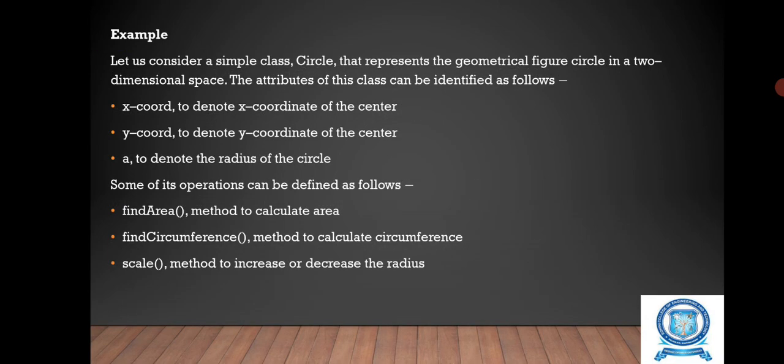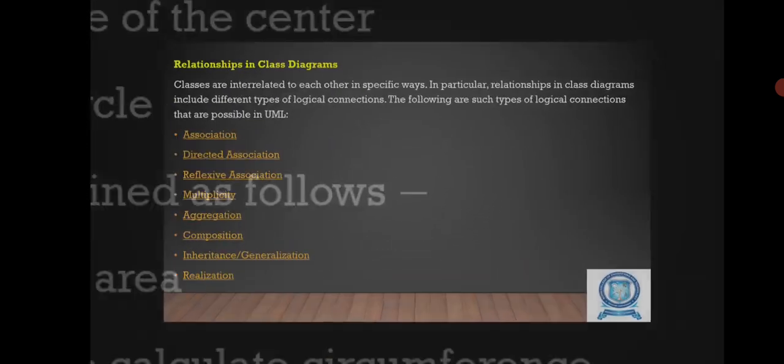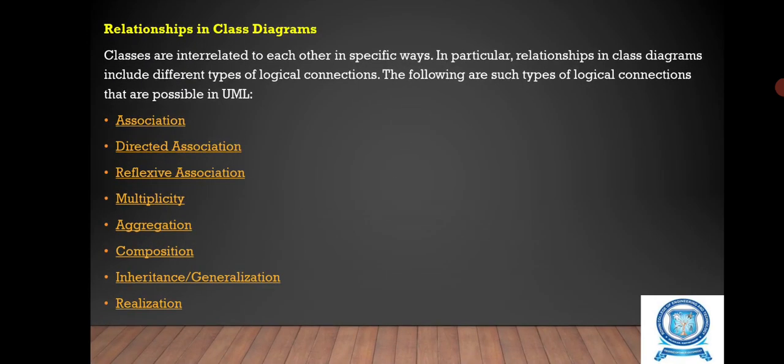For example, take a single class, a circle, that represents the geometrical figure in a two-dimensional space. The attributes of the class can be identified as x, the x coordinate of the center, y, the y coordinate of the center, and a, to determine the radius of the circle. The operations can be defined as the find area method to calculate the area, the find circumference method to calculate the circumference, and the scale method used to increase or decrease the radius.